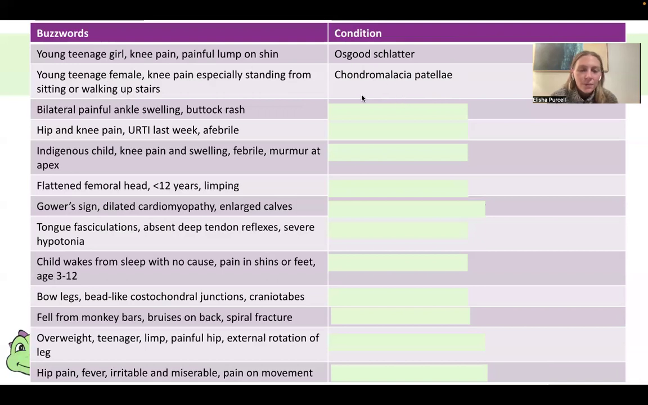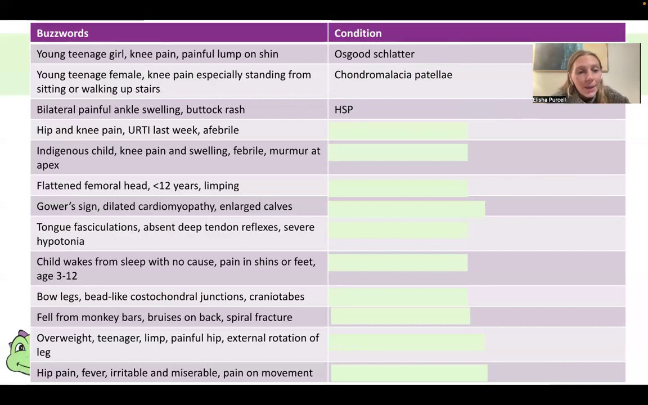And then hopefully, if it does come up on the exam, you can rule out all the other ones first. But yeah, chondromalacia patellae. Next one, bilateral painful ankle swelling, buttock rash. Again, haven't gone over it today, but hopefully with buttock rash, you know which one it is. So it's HSP, and that's also in your heme, I'm pretty sure. It's on one of the matrix conditions of PEDS, so as I said before, there is a lot of overlap.